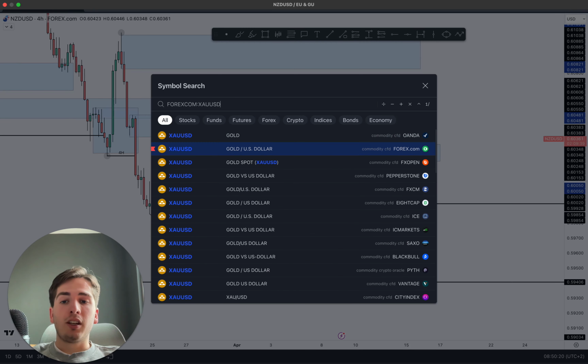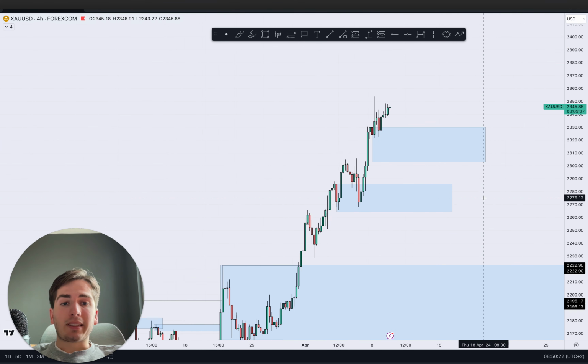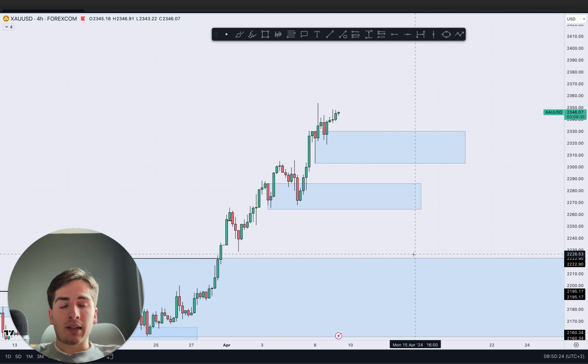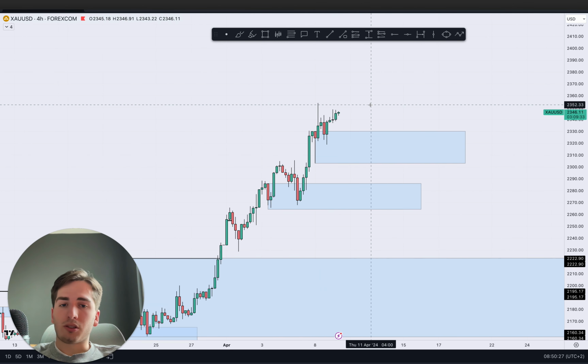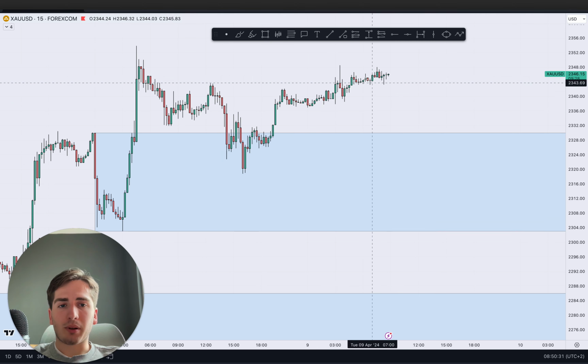Last of all, gold. Gold pushed up higher, guys, as expected once again. Remember what I mentioned about the fundamentals already since Friday. Still looking for longs, just continue to look for longs. I mean, that is it. Not the cleanest of price action.